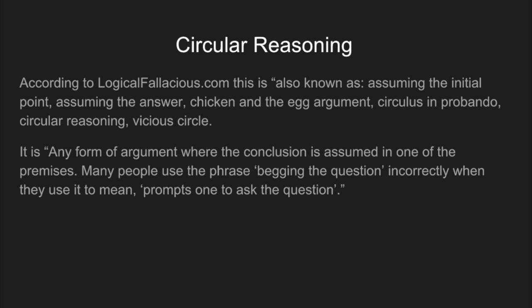Circular reasoning is also known as assuming the initial point, assuming the answer, chicken and the egg argument, circulus in probando, circular reasoning, and a vicious circle. So think about it. All of these things have in common is the fact that they're a cycle. And a circle is not the best way to create an argument, right? It is, quote, any form of argument where the conclusion is assumed in one of the premises.